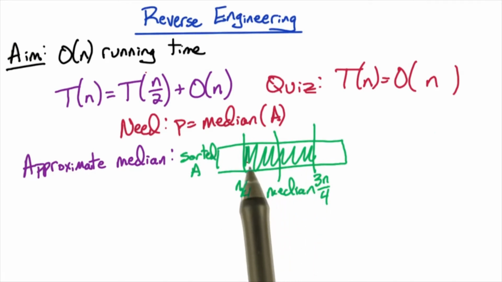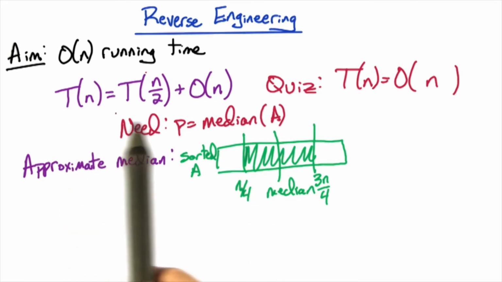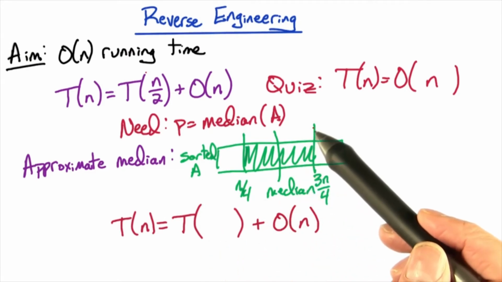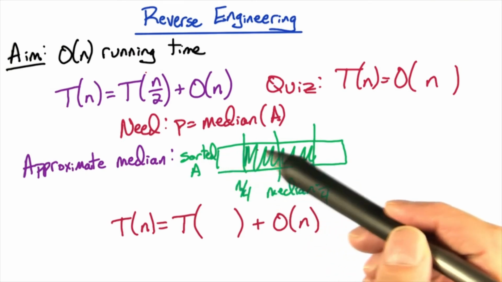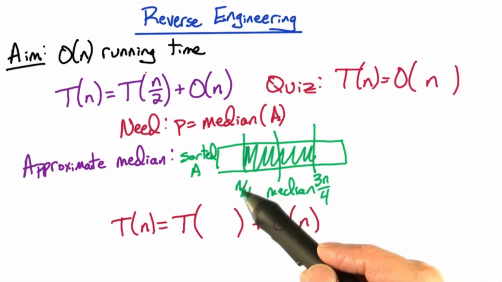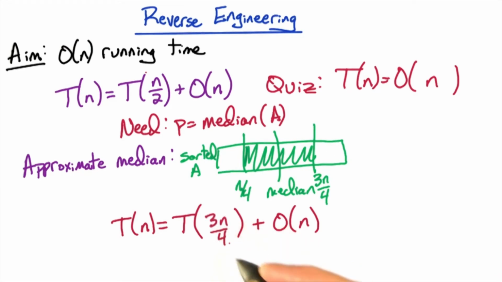Suppose I can find a pivot which satisfies this. So it's going to lie in this band. What does that imply about the running time of my algorithm? How large are these subproblems going to be in the worst case? Well, in the worst case, maybe it lies right here. It's the 3n over 4 smallest. And then a less than p is going to be of size 3n over 4. Similarly, if it's n over 4 smallest, then a bigger than p is going to be of size 3n over 4. And in general, I know that the size of the subproblem is going to be at most 3n over 4. So my recurrence is going to satisfy this relation.